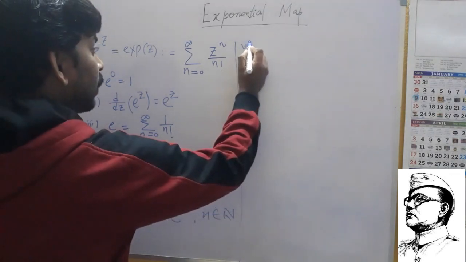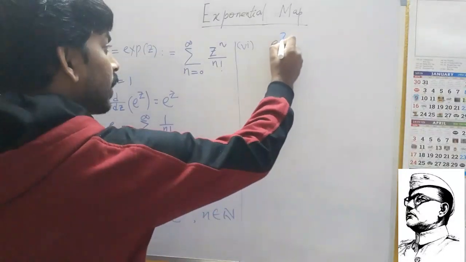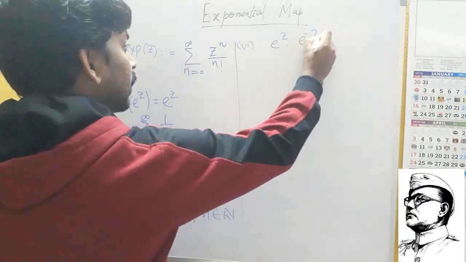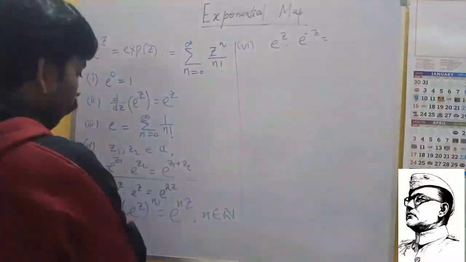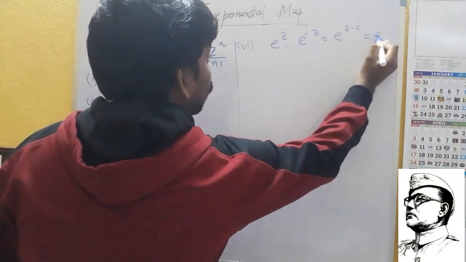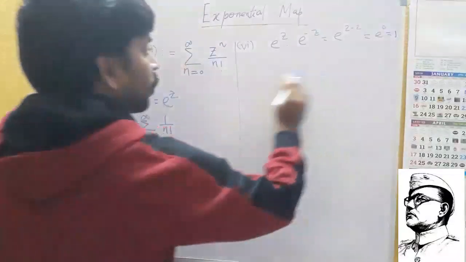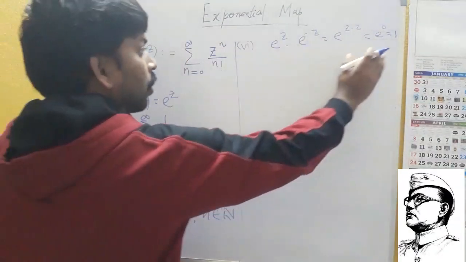The next property. So what is e to the power z into e to the power minus z? This is, by property 4, e to the power z minus z, that is e to the power 0, and e to the power 0 is 1, so this is 1. So, e to the power z into e to the power minus z equal to 1.